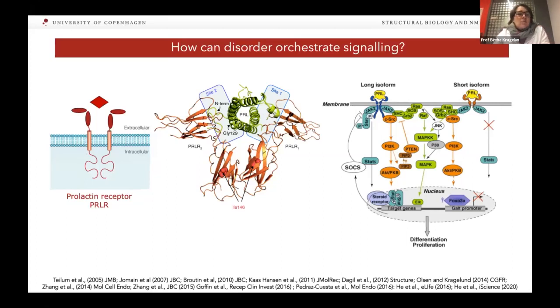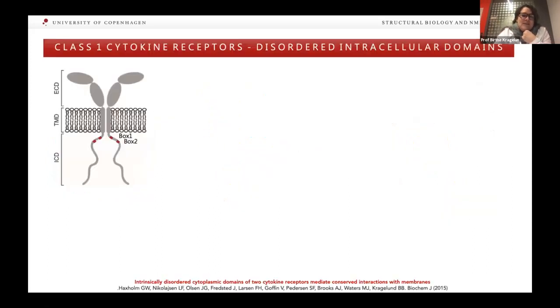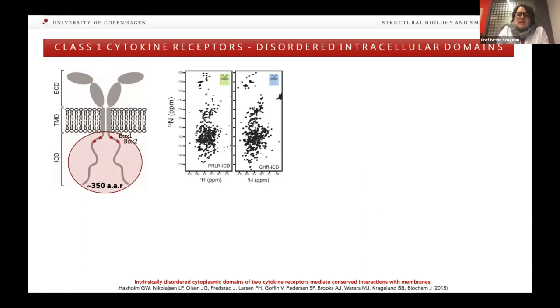And we have to start somewhere. As you know from a long week here, NMR is really beautifully designed to study IDPs. So we took a shot at these intracellular domains. They are approximately 350 residues each, and we recorded HSQC spectra of these intracellular domains. And these are crowded spectra. And it was horrible to ask the student, could you please go ahead and assign this?